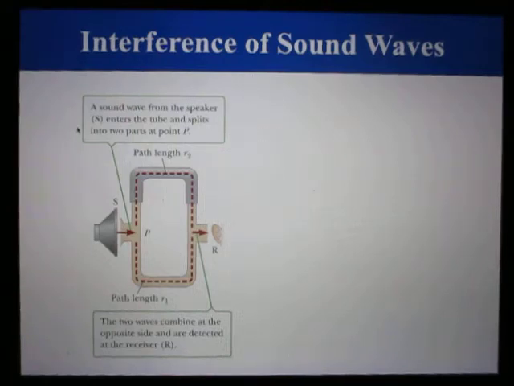Okay, section 14.7, interference of sound waves. Sound waves can interfere with each other. Take a look at the device shown in the figure. Sound from a loudspeaker at S is sent into a tube at P, where there is a T-shaped junction.